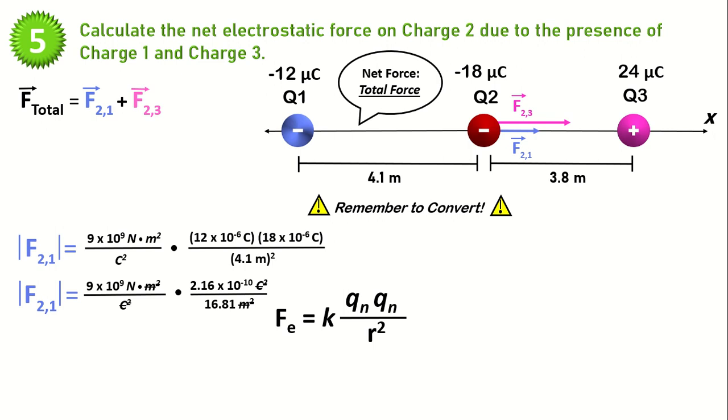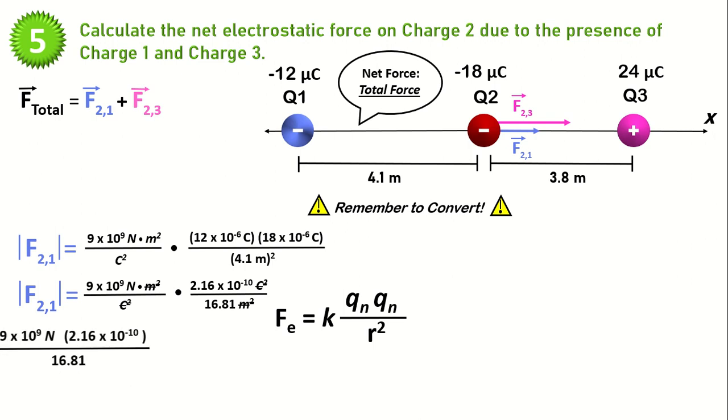Alright, so simplifying this a little bit more, 12 times 10 to the minus 6 coulombs times 18 times 10 to the minus 6 coulombs yields 2.16 times 10 to the minus 10 coulombs squared. And squaring 4.1 meters in the denominator yields 16.81 meters squared. As we can see, the meter squared and the coulomb squared cancel out as they're both in the numerator and denominator of this problem. So now we're just left with the newton, which is good because that's what the electrostatic force is measured in.